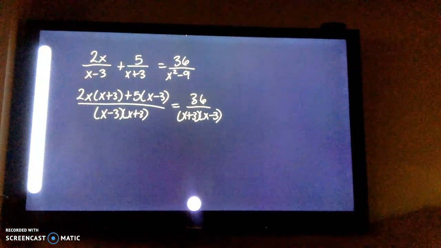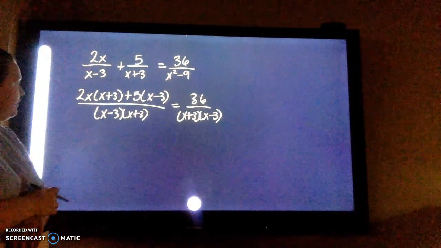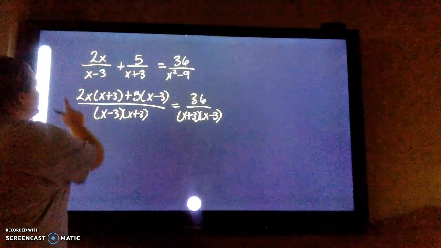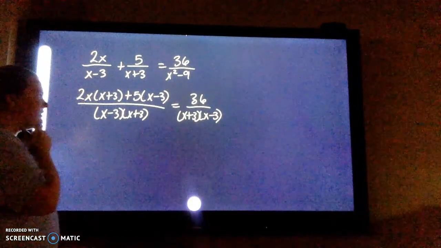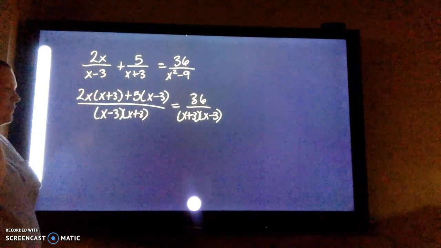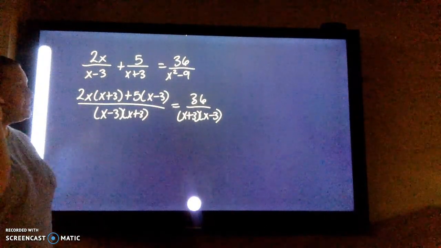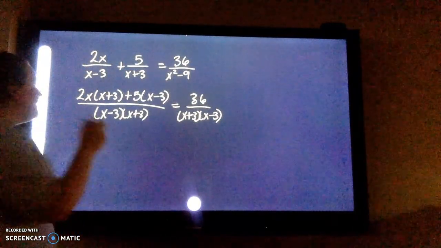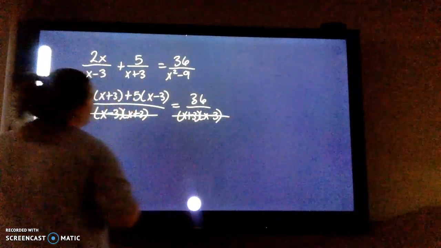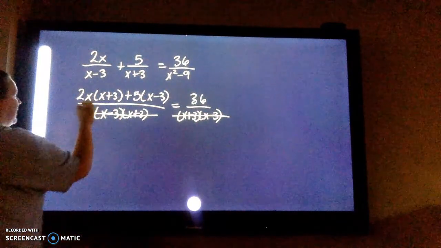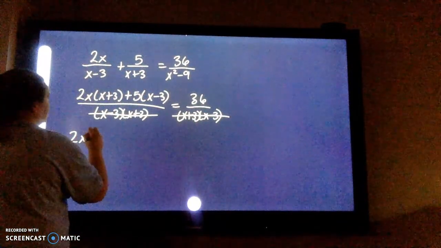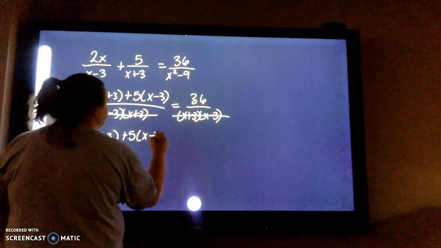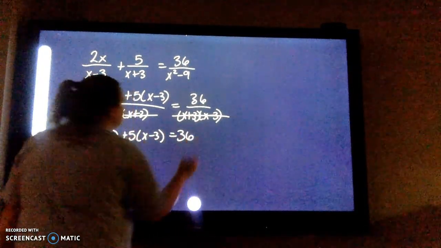When both sides of your equation have the same denominator, those are going to cancel each other out, okay? So I could essentially multiply both sides of this equation by x plus 3, x minus 3, and that's going to cancel out my entire denominator on both sides without changing any of my numerator values. So we can essentially just cancel them from each other, which leaves me with just the numerators, which is 2x, x plus 3, plus 5x minus 3, equals 36.